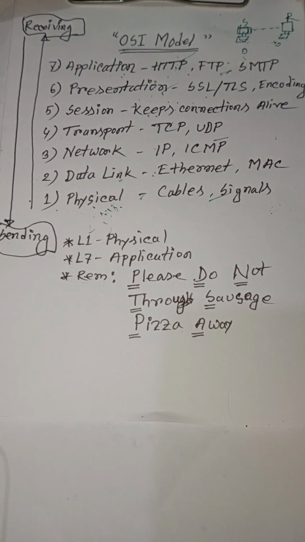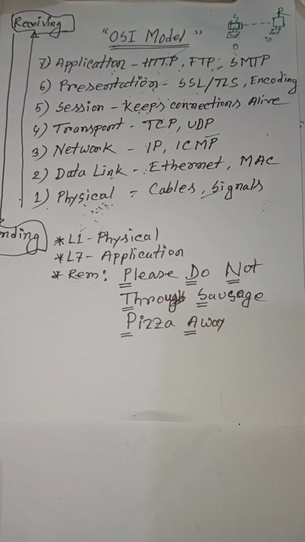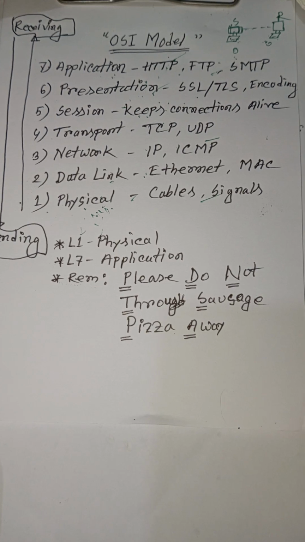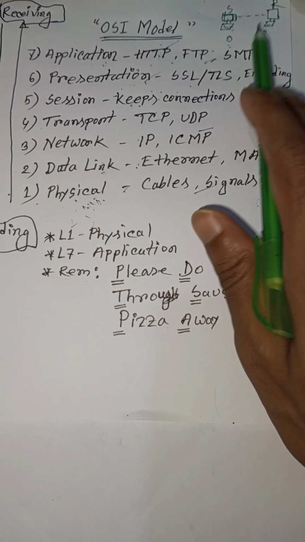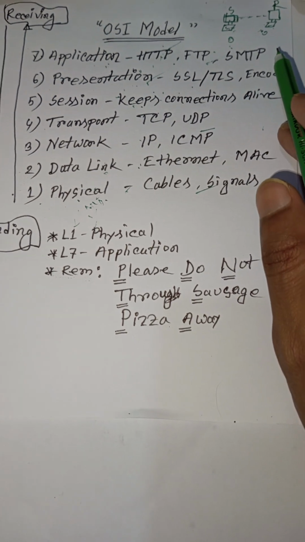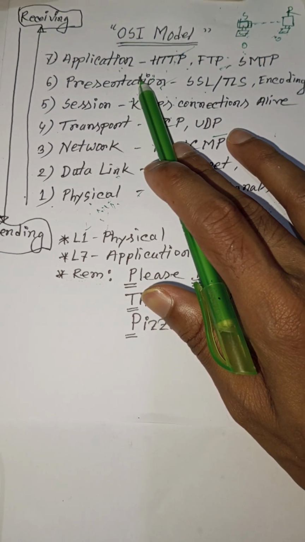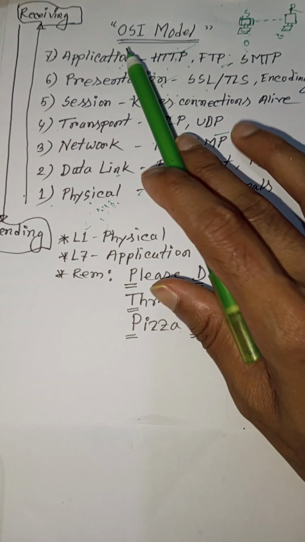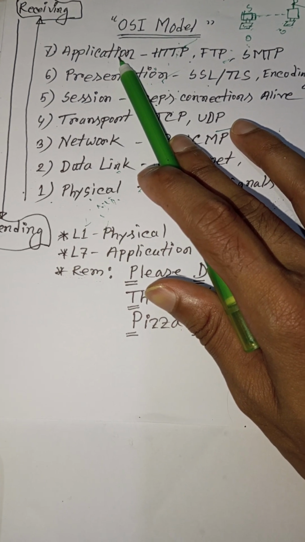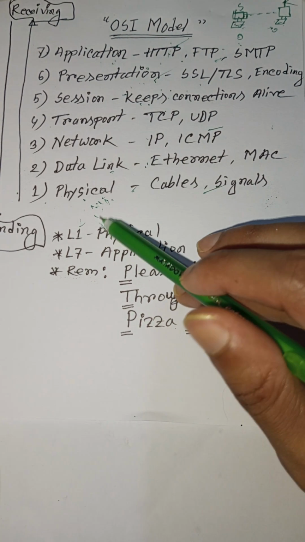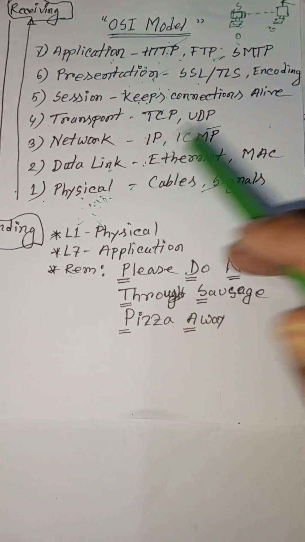Let's quickly understand the OSI model, a fundamental concept in networking that shows how data travels from one device to another in a network. It has a total of 7 layers, each with a specific job. We will go from the top layer, which is the application layer, to the bottom layer, which is the physical layer.